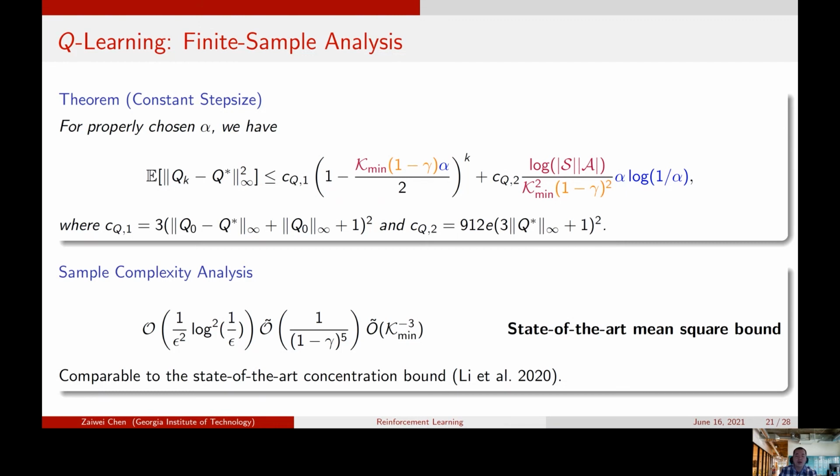So in the best case, where k min is 1 over SA, our bound scales as the size of the state action space raised to the power 3. So this is the state-of-the-art mean square bound in the literature, and it is also comparable to the state-of-the-art concentration bound in Li et al. 2020.